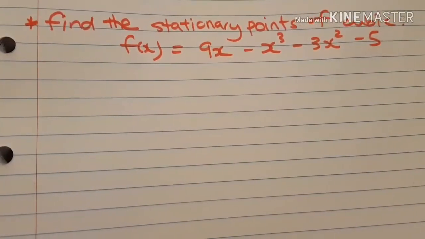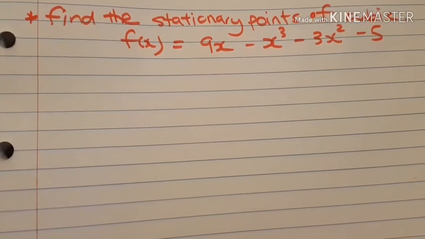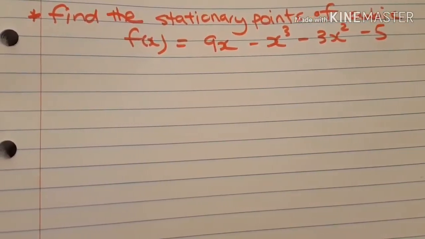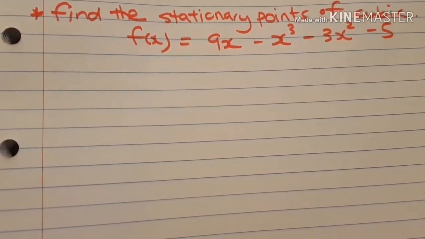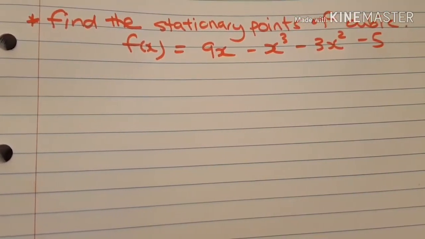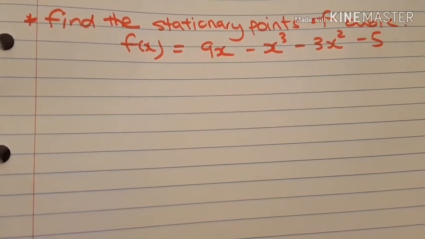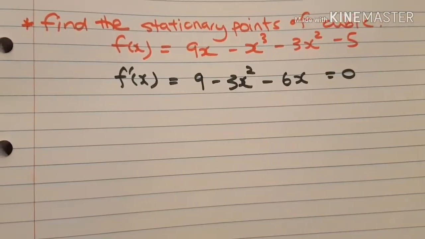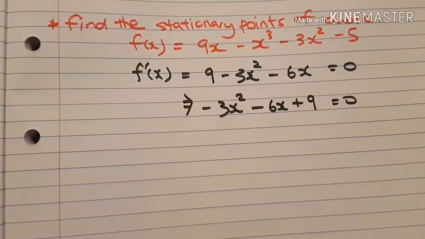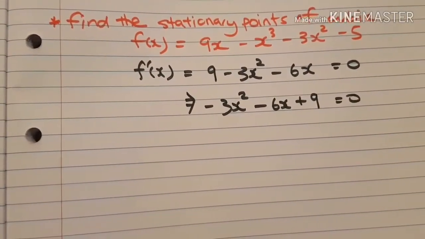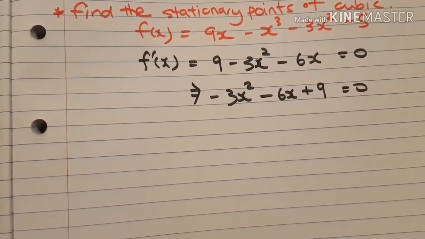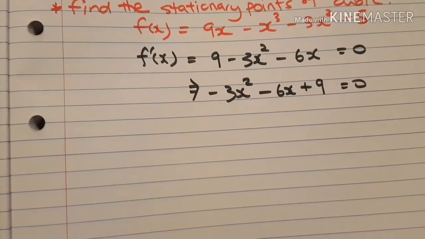There you go. This time it's a cubic. I want you to find the stationary point. In order to do that, obviously, I'm going to differentiate the function and let it equal 0 to find the x values. Okay, people, this is a quadratic equation. So you can either factorize it or put it in the calculator and find the x values.